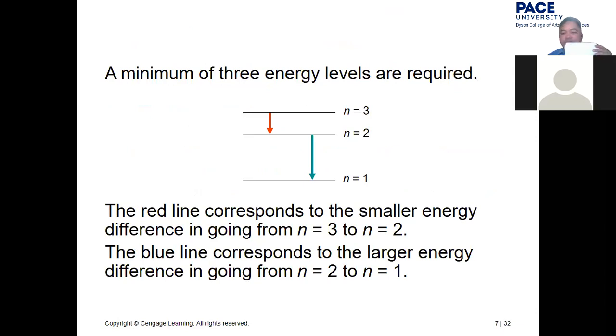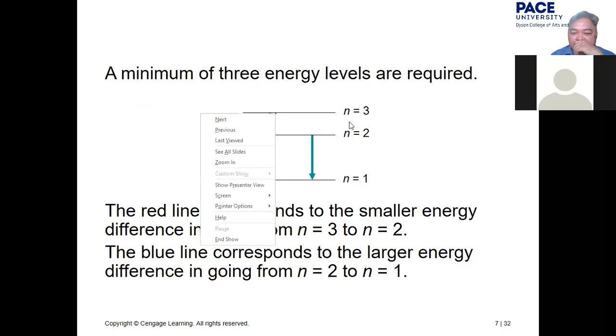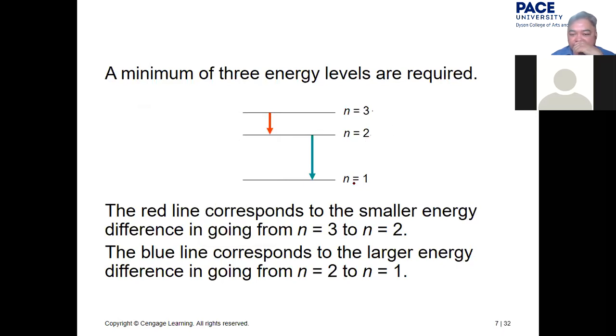So if you look at this transition that you have here, you can also look at it in terms of this. A minimum of 3 energy levels is required. So this is a transition from n equals 3 to n equals 2. And this is a transition from n equals 2 to n equals 3. Okay. So as you could see here, there's a smaller energy difference between this and this compared to this and this one.